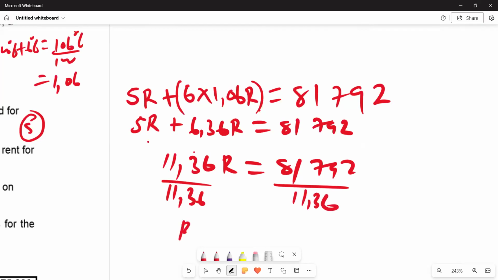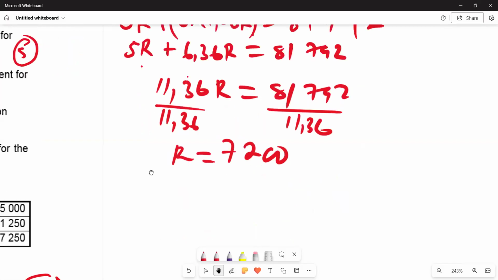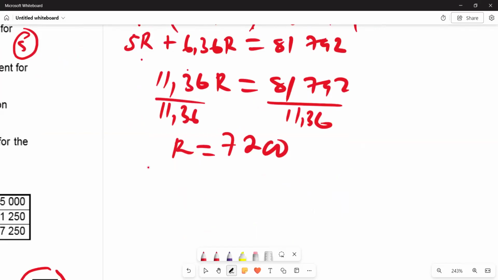So let's calculate it. We're saying 81,792 divided by 11.36, and we are going to get 7,200. So 7,200 now is the rent before it was increased. But the month that we want is June 2019, which was already increased. So before the increase, we multiply by 1.06 to get the monthly rent after the increase. This one is the monthly rent before the increase.